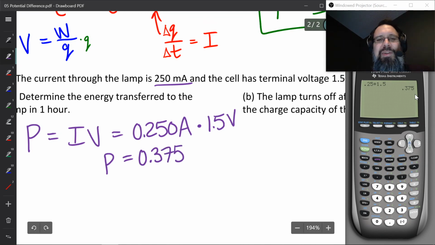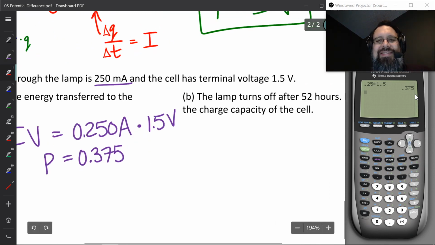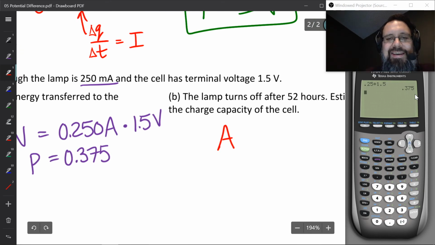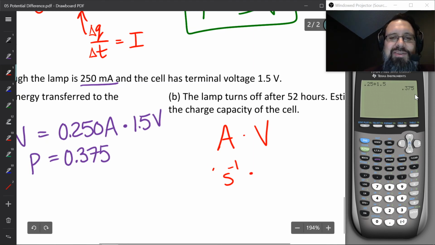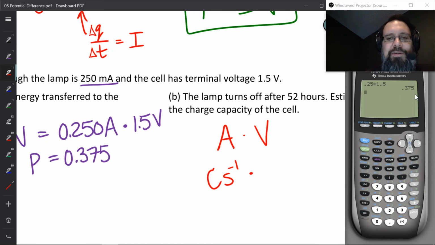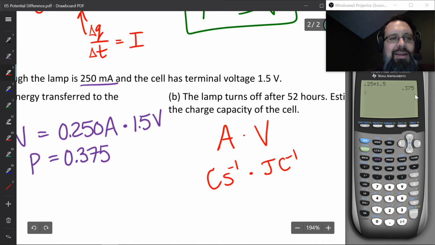And then what's the unit? What's an amp volt? What the heck? An amp times a volt. So an amp is a coulomb per second, current per time, and a volt is a joule per coulomb. And then you can see that the coulombs cancel out, and you get joules per second.